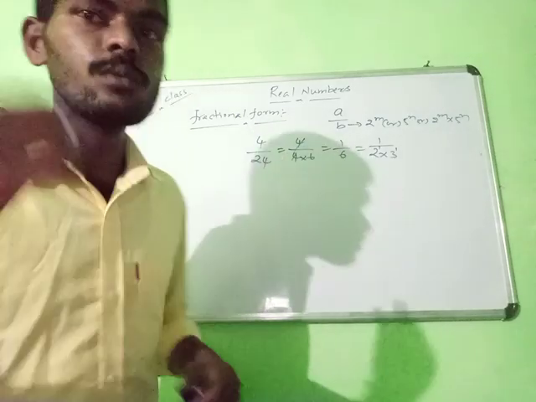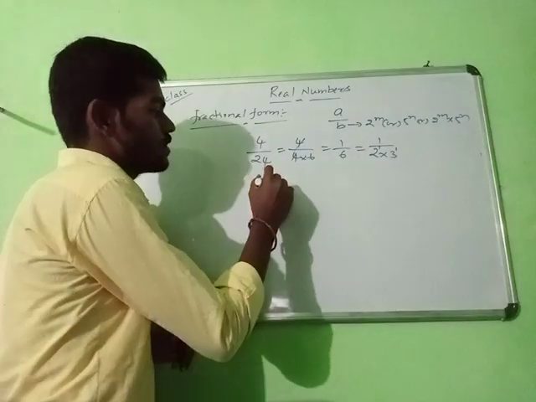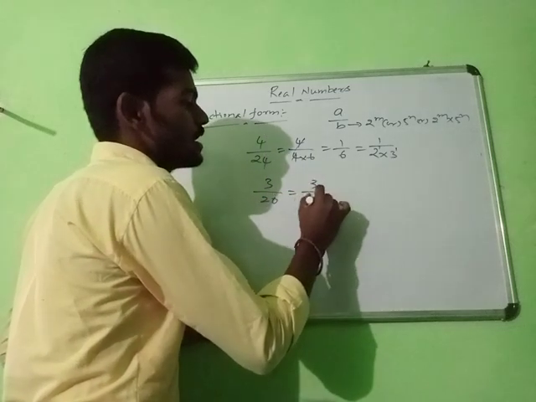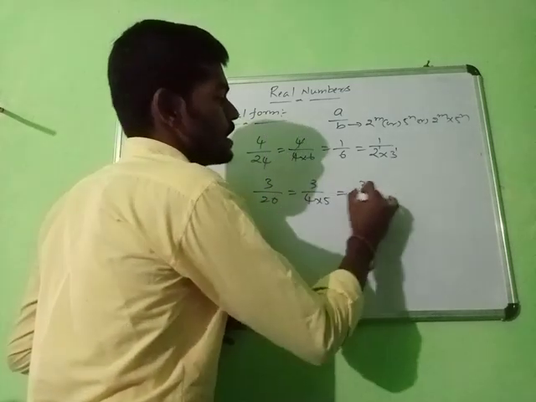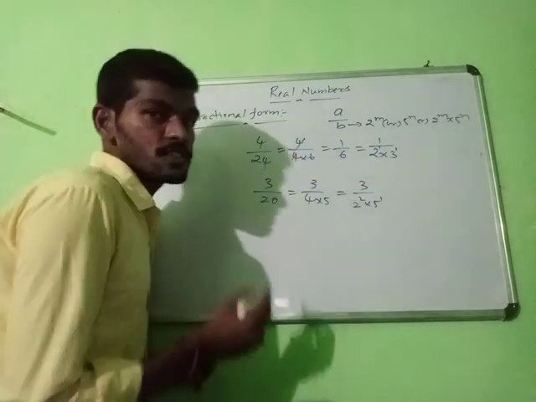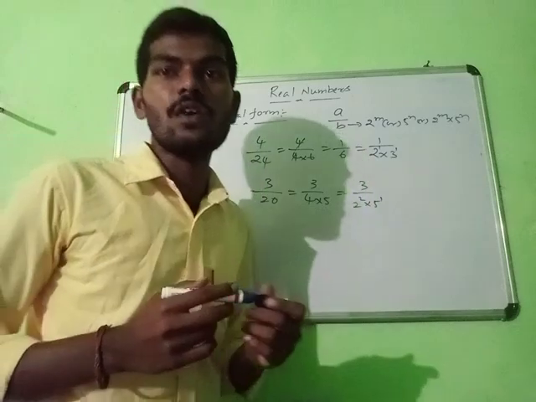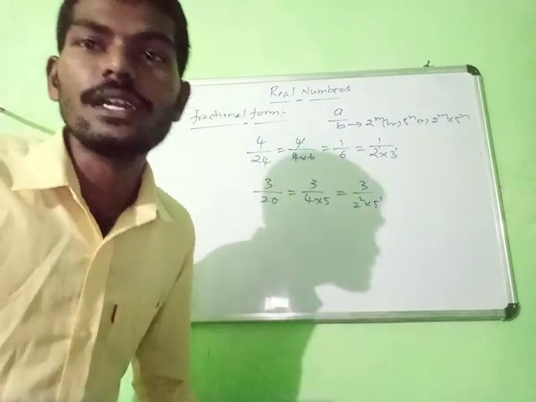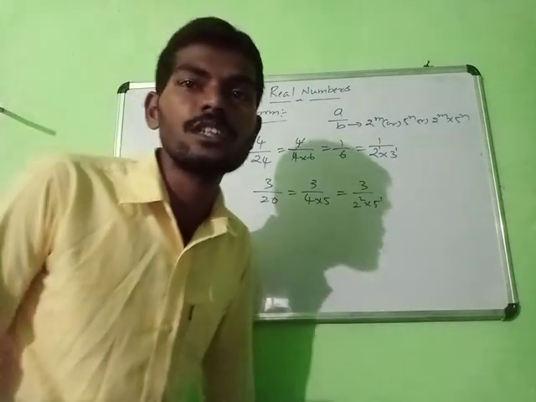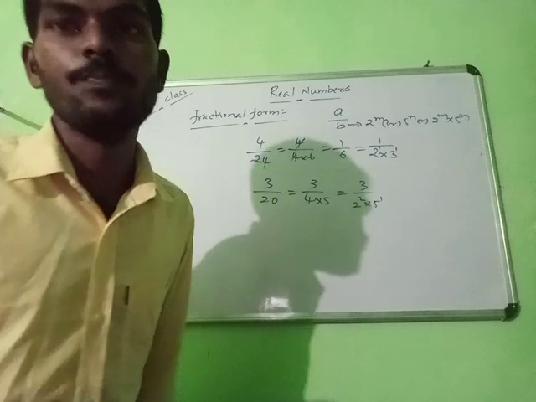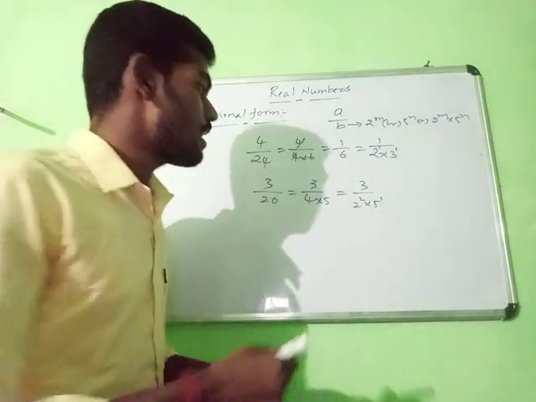One more example. Take 3 by 20. That is 3 by 4 into 5, which equals 3 by 2 square into 5 power 1, since 4 is 2 square. This fits the formula 2 power m into 5 power n. So the denominator is in the form of 2 power m into 5 power n, and this is always a terminating decimal number.